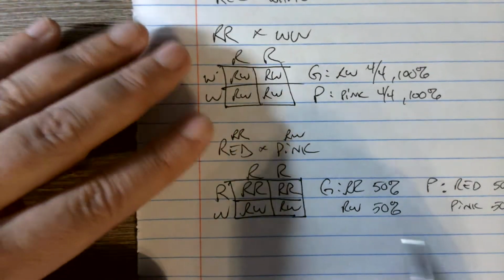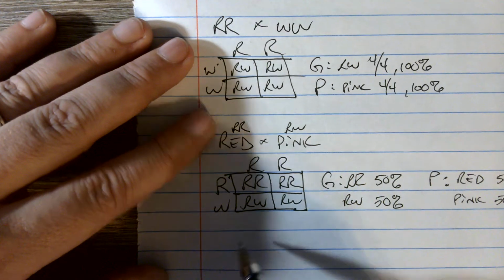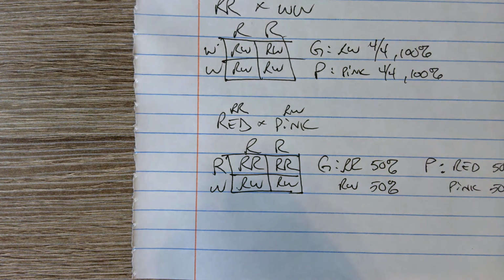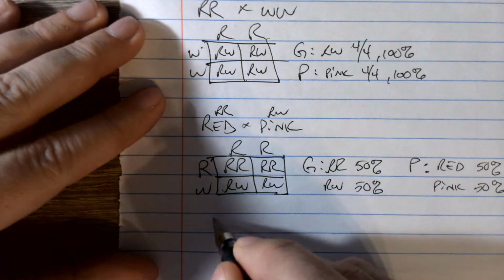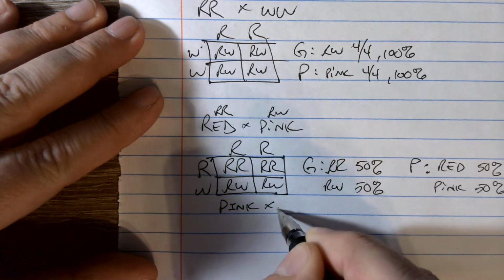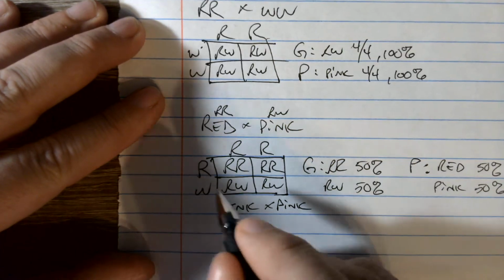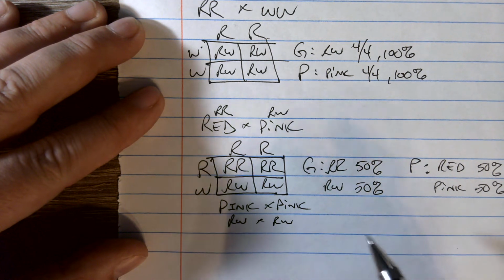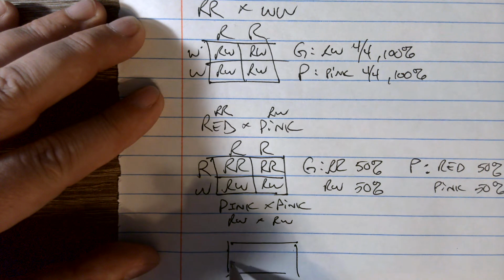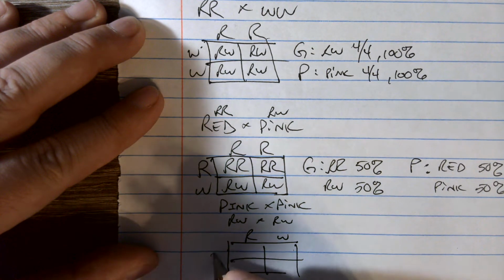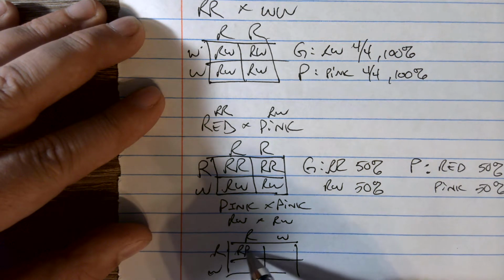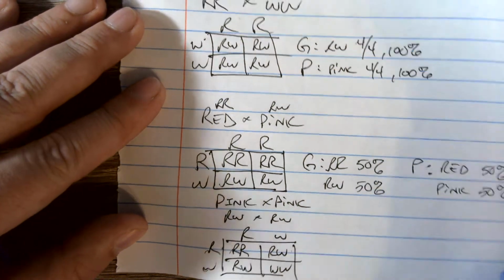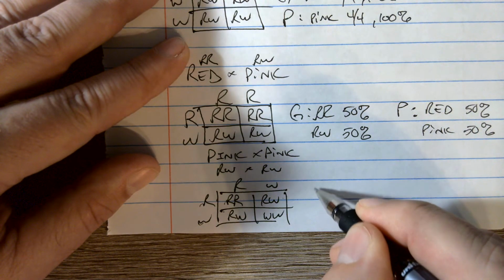Okay, let's do one more. Let's do one more here. I'm kind of running out of room, but I'm going to squeeze it in here. Let's cross pink with pink. All right, so with pink we're going to have RW crossed with RW, and then I'm going to get my Punnett square down here. We're going to separate these, and I'm going to fill these in. Sorry, I'm kind of running out of room, and this is getting a little sloppy down here. Let's keep this up. All right, let's read our Geno off.